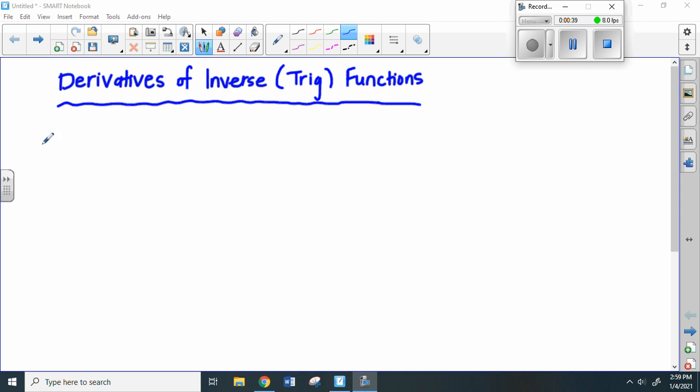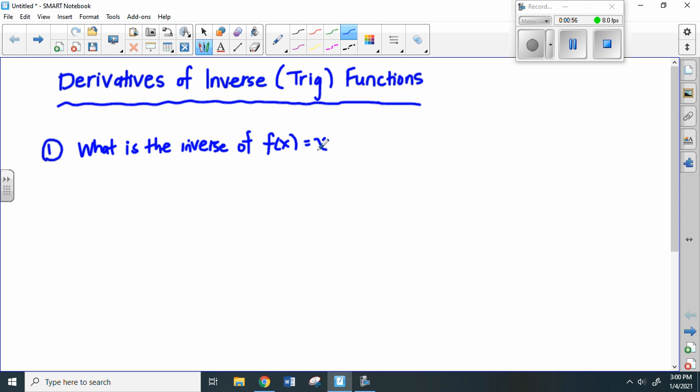Okay, so if I asked you, what is the inverse of f of x equals x squared? Inverse in math is like, what sort of function can I use to undo this function? Or they're opposites of each other.